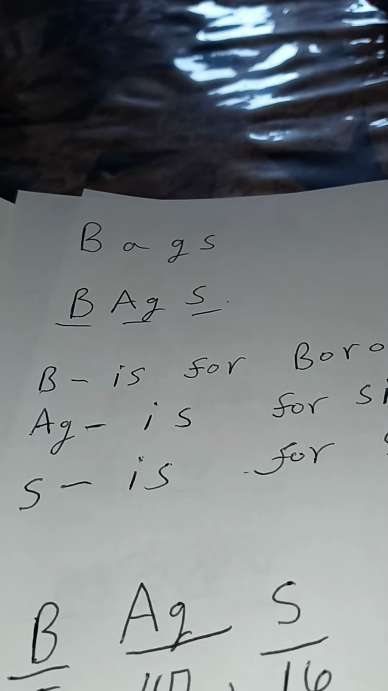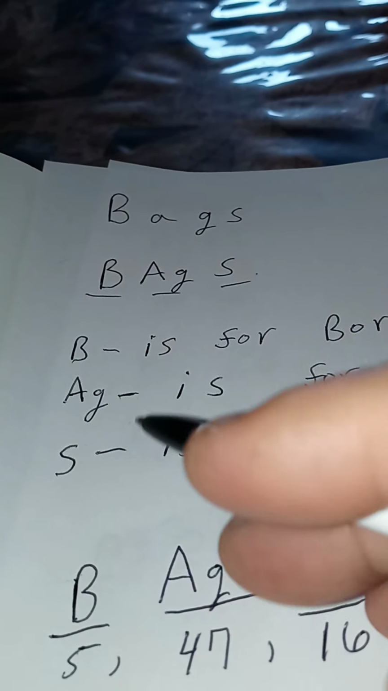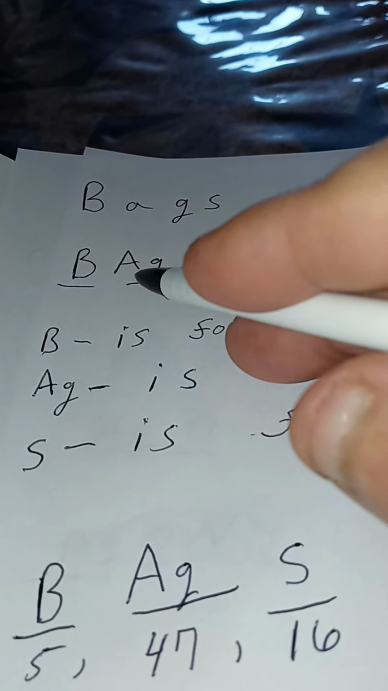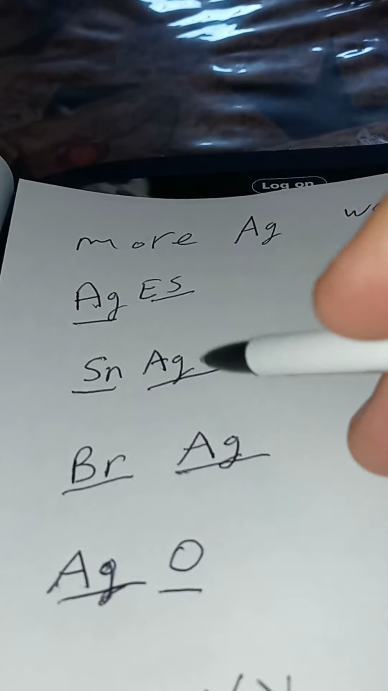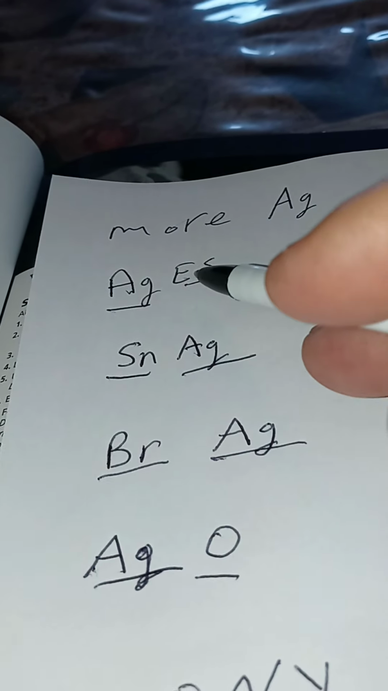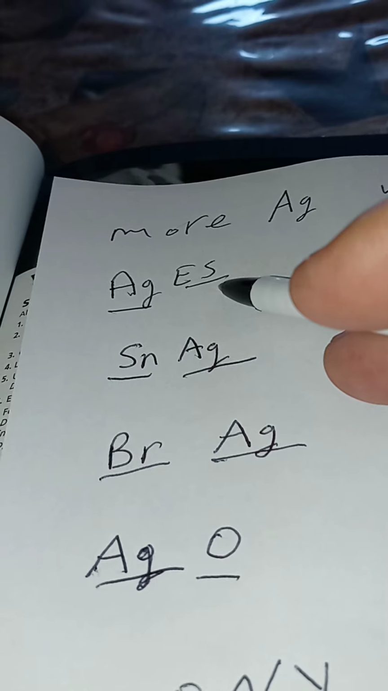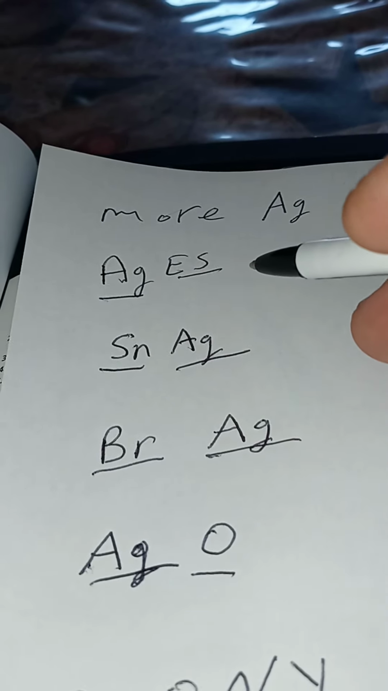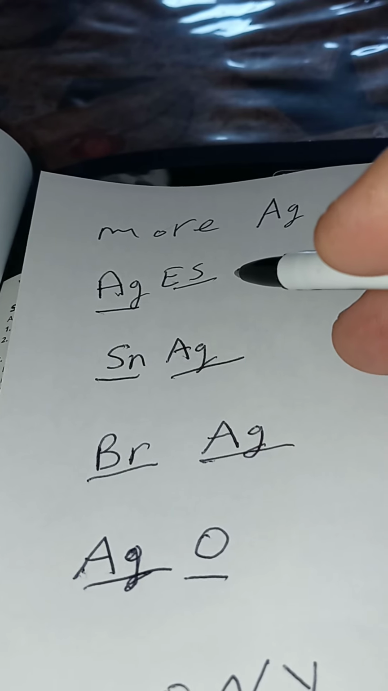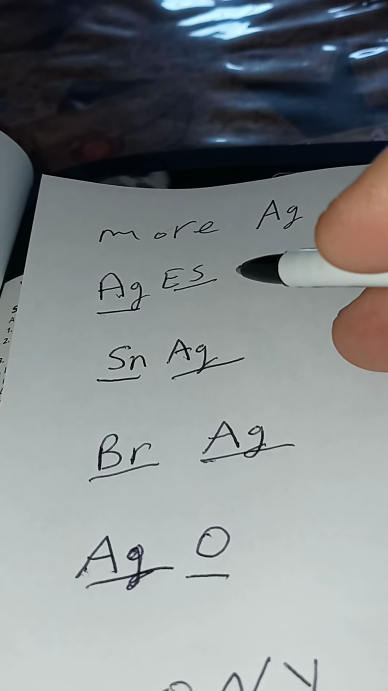Now, bags, of course, like I told you: capital B, capital A, small g, and capital S is for bags. But there are other words you can use to remember Ag for silver. You can remember words like aegis: capital A-g for silver, capital E and a small s for einsteinium, an element in the periodic table, I think with an atomic number of 99.